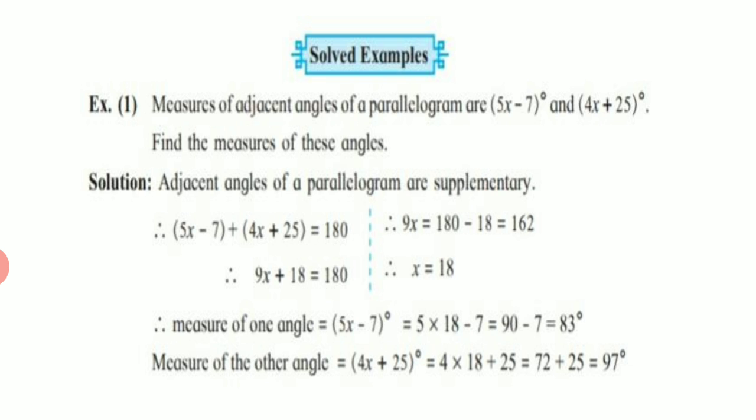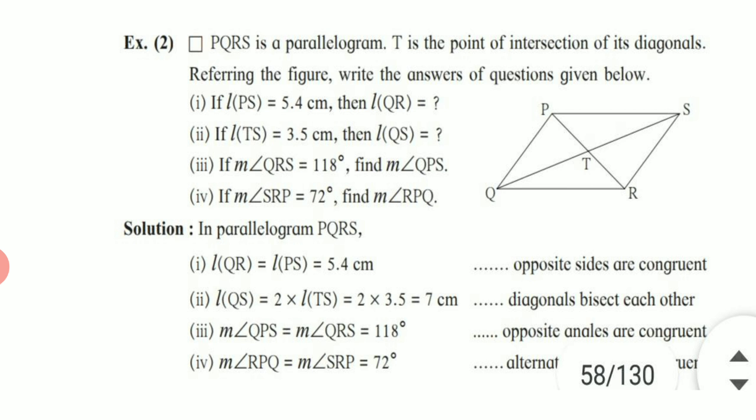If we solve this, we get x is equal to 18. And measure of the first angle, that is 5x minus 7, if we put x is equal to 18, then we get 83 degrees. Other angle 4x plus 25, if we put x is equal to 18, we get the other angle is equal to 97 degrees.